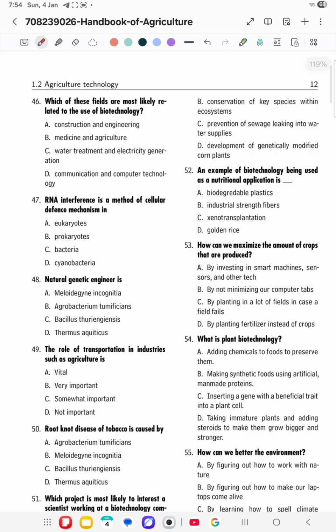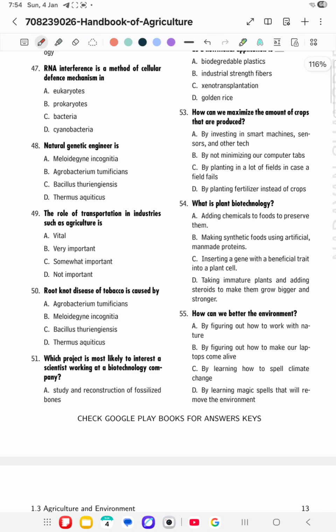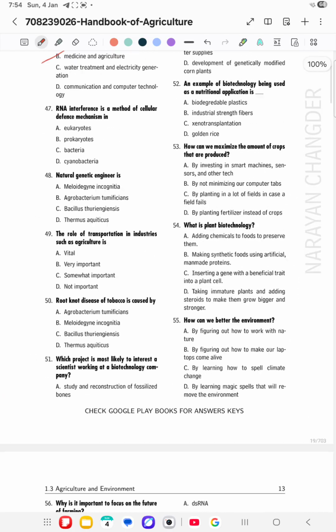Which of these fields are most likely related to use of biotechnology? Construction, engineering, medicine, communication, electricity. Medicine, agriculture. RNA interference is a cellular defense mechanism in eukaryotes, prokaryotes, bacteria, cyanobacteria. Eukaryotes is the answer.